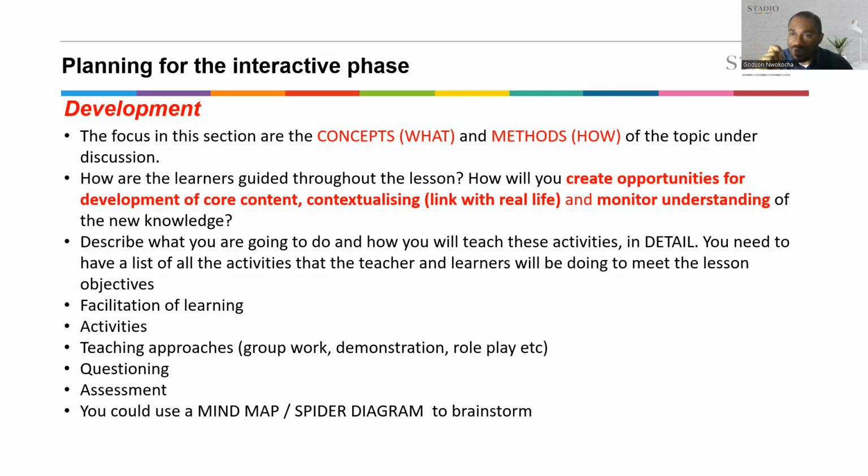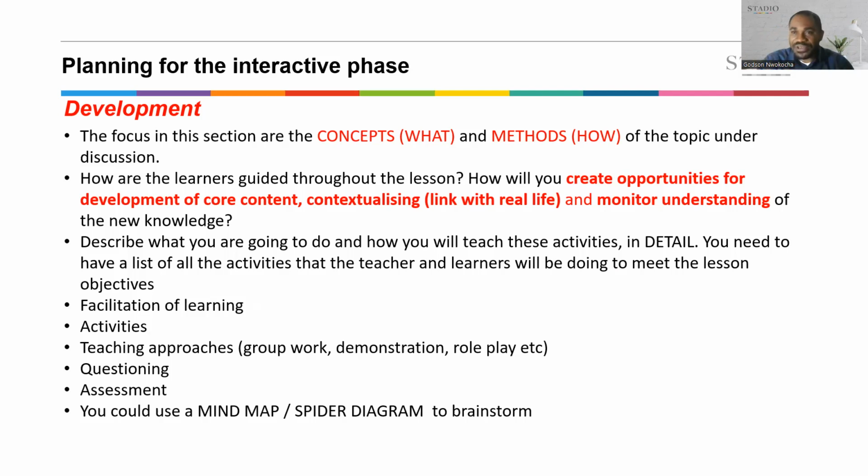We want to see the content you're going to teach, not necessarily packing or copying all the information in the textbook and copying it out in your lesson plan. You have to weave the information, but we want to see a level of the content there, okay? You need to have a list of all the activities that the teacher and learners will be doing. You can attach this as a worksheet, as an appendix at the end of your lesson plan. But like I have said before, make sure that there is alignment between the lesson content and the lesson objectives.